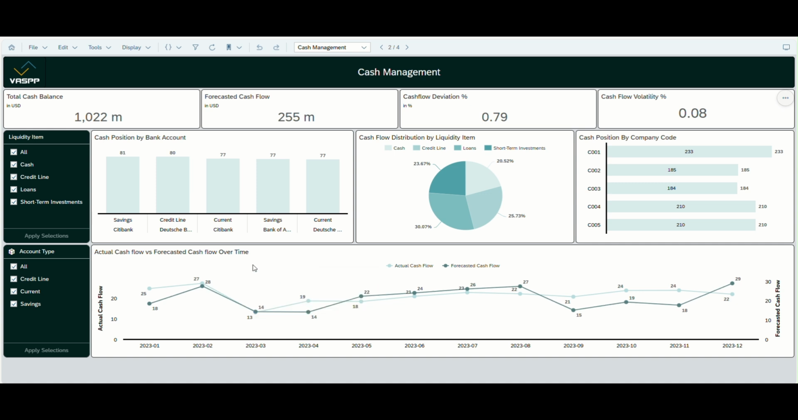Powerful filters like liquidity item and account type let you tailor your view to the specific cash components that matter most. This page arms Treasury teams with the insight needed to maintain optimal cash balances, improve forecast accuracy, and manage bank accounts efficiently, turning complex cash data into actionable intelligence.